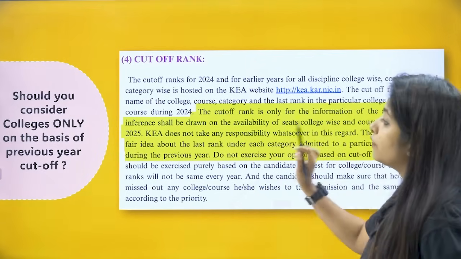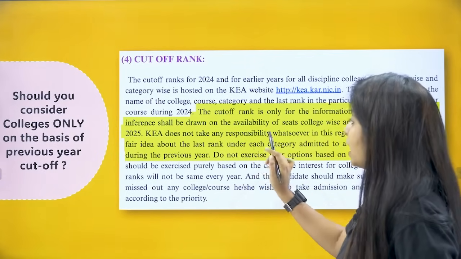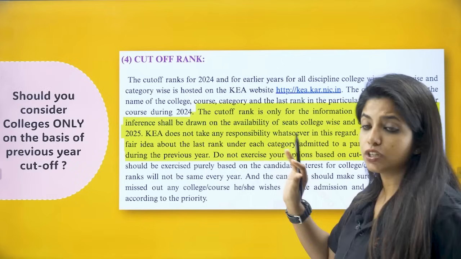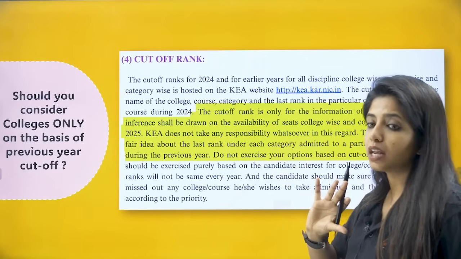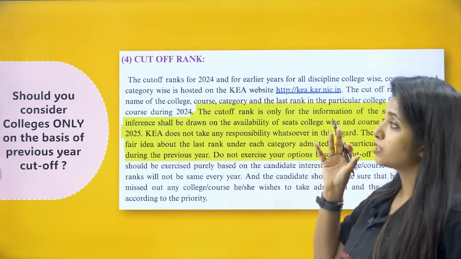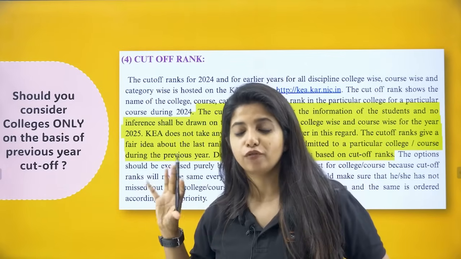The cutoff ranks give a fair idea about the last rank under each category admitted to a particular college course during the previous year. This is just for having a fair idea, nothing else. Do not exercise your option based only on the cutoff ranks.